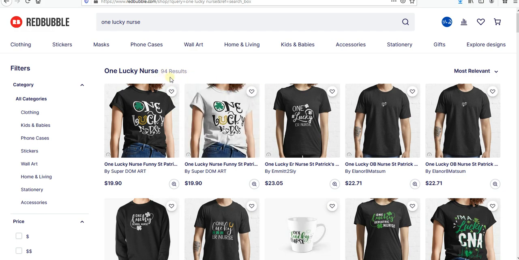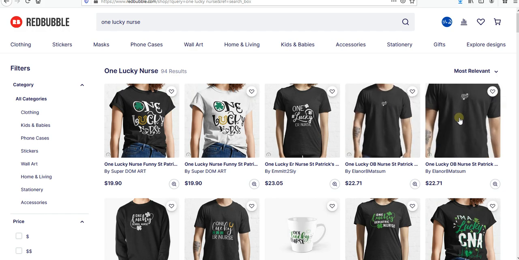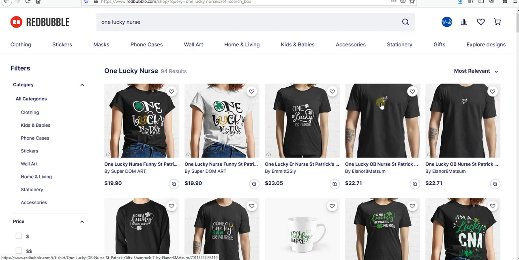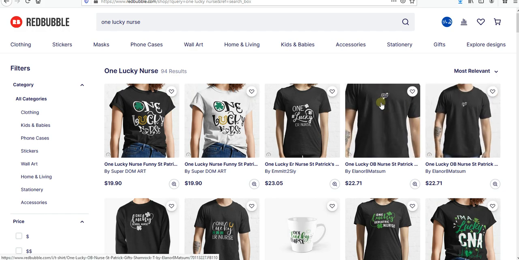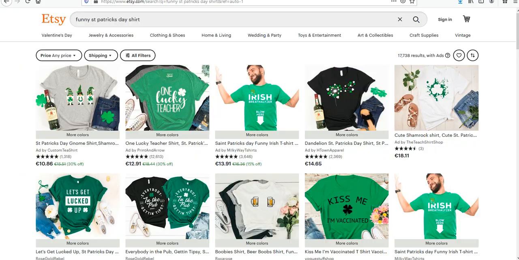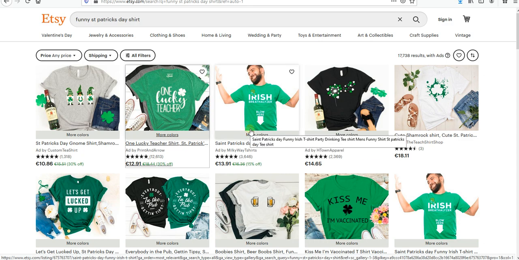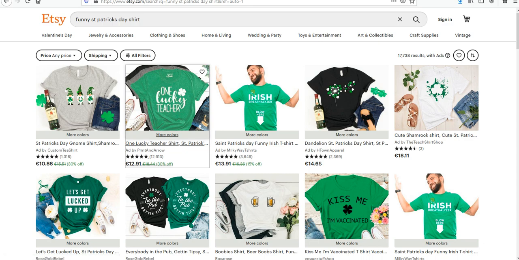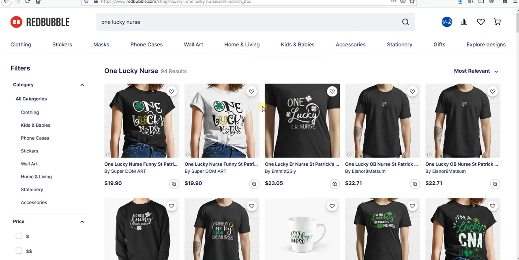Like "one lucky nurse", guys, it's only 94 results. It's nothing. And as you can see here, with these t-shirts, I don't even see what's on them. I don't understand. So it's easy to compete and make a lot of nice designs here, and just take the style and try to make something original. Don't copy, please. Don't copy. Just take inspiration. And as we can see here on Redbubble, there isn't even any competition.